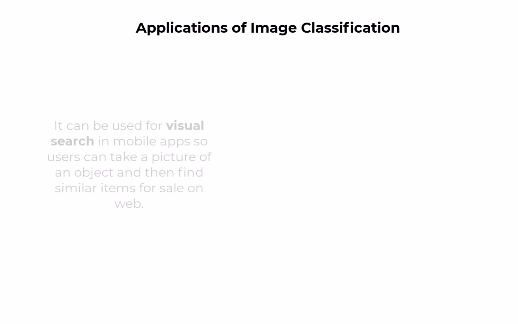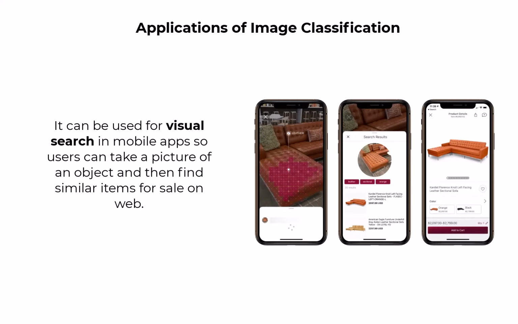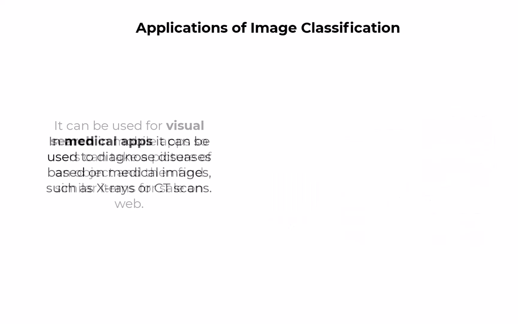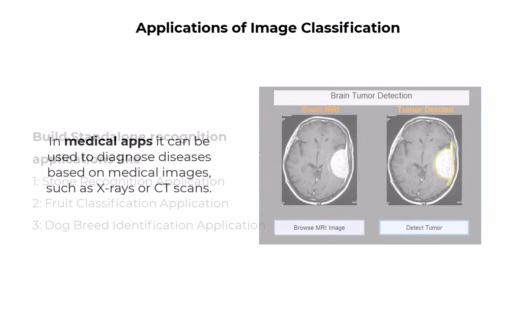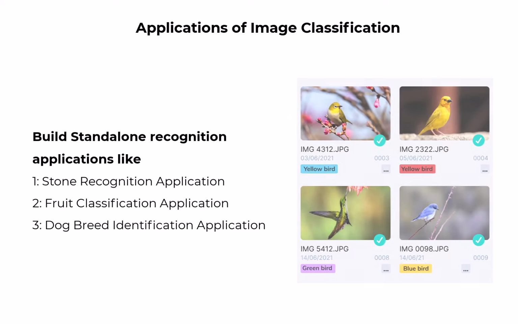Like it can be used for visual search in mobile apps so that a user can take a picture of an item and find similar items for sale on the web. Similarly, in medical applications, it can be used to diagnose diseases based upon medical images such as X-rays or CT scans. Apart from that, we can use it to build standalone recognition applications like a stone recognition application, a fruit classification application, a dog breed classification application, and so on.